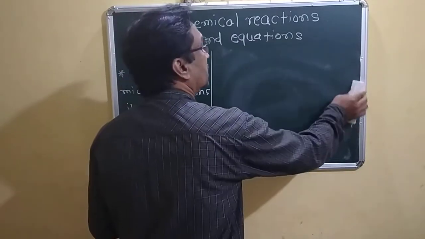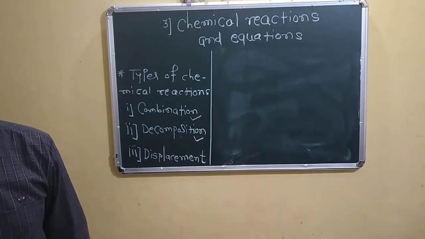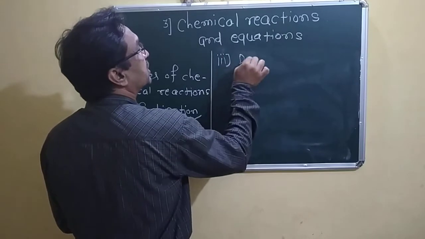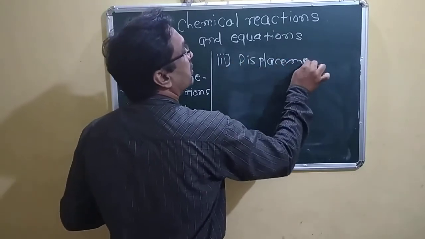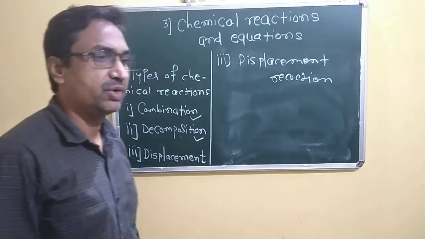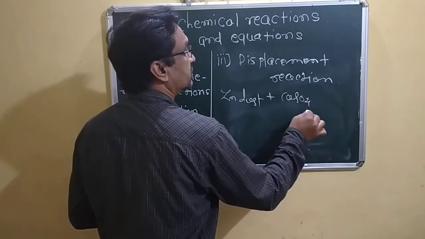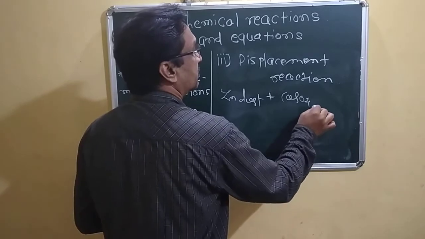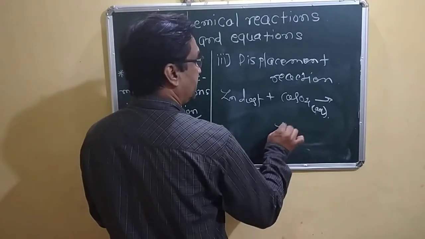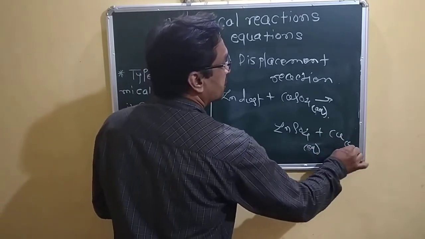And the last one they have given is the displacement reaction, the third type. In the activity, zinc dust is reacted with copper sulfate solution, and after that we form zinc sulfate, an aqueous solution of zinc sulfate, and solid copper is formed.